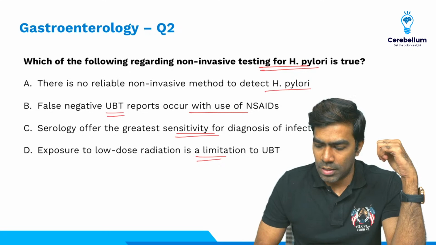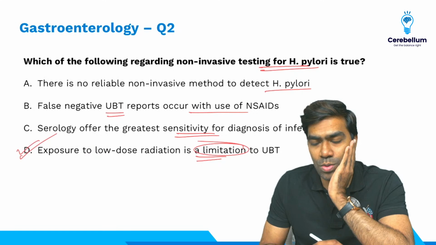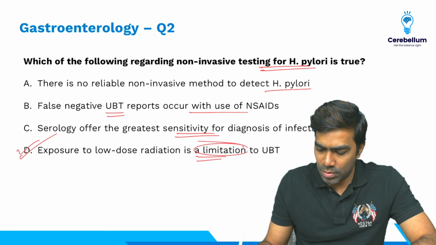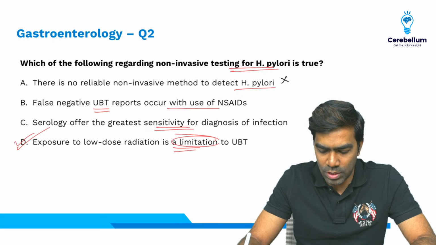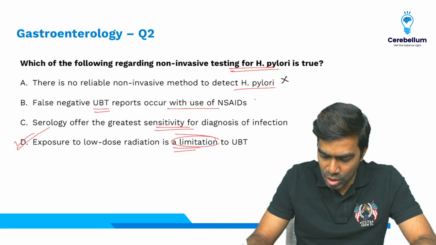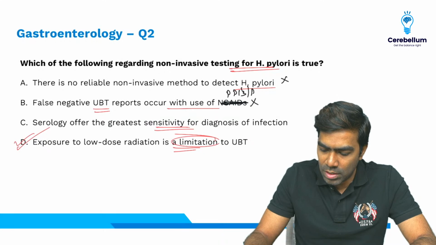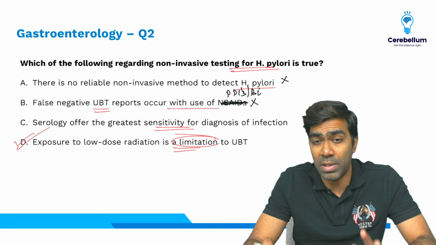The right answer for this question is option D. That's correct. Exposure to low dose radiation is a limitation of urea breath test. Okay, so what about option A? There is no reliable non-invasive method to detect H. pylori. Wrong. We have many reliable methods. I'll talk about that in a while. False negative urea breath test reports occurring with the use of NSAIDs is wrong. Rather, it occurs with the use of PPIs and bismuth. If you are using PPIs and bismuth, false negative urea breath test reports can occur, but not with NSAIDs.